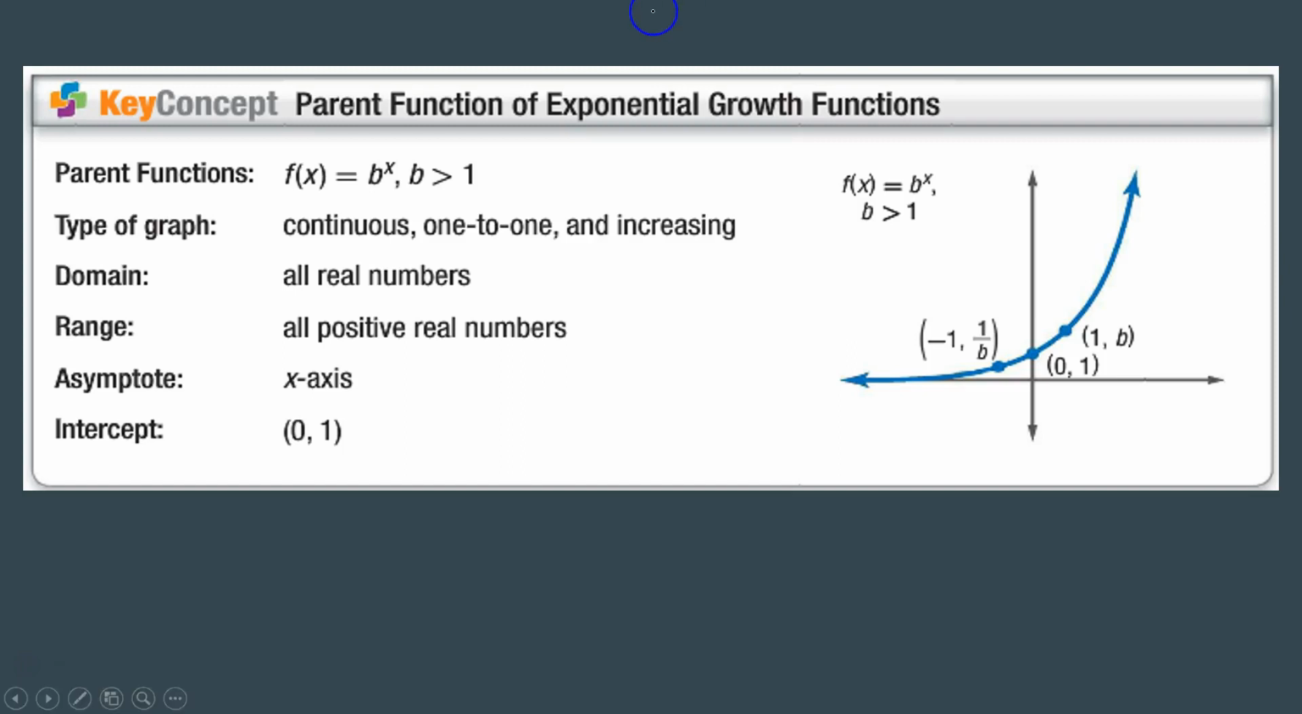Alright, so we have a parent function of exponential growth functions. And as you can see here, it's f of x is equal to b to the power of x, and b must be greater than 1. As you can see, it's continuous, one-to-one, and increasing. The domain is all real numbers, and the range is all positive real numbers. And the intercept in this case is (0, 1).